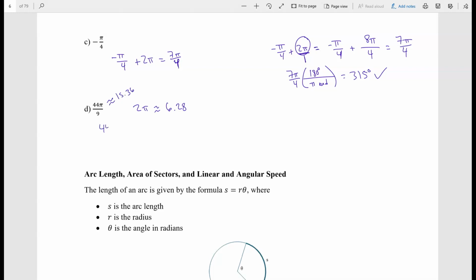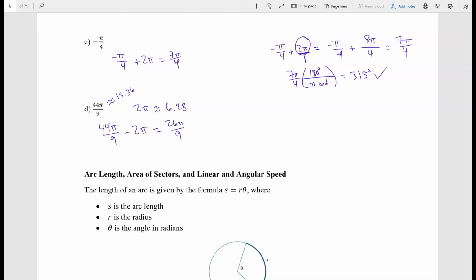So you're going to have 44 pi over 9. Let's just subtract 2 pi. You can do the least common denominator if you want, or you can just use your calculator. Make sure that it gives you the fractions, because I won't accept any decimal answers on the exam. And this is going to give me 26 pi over 9.